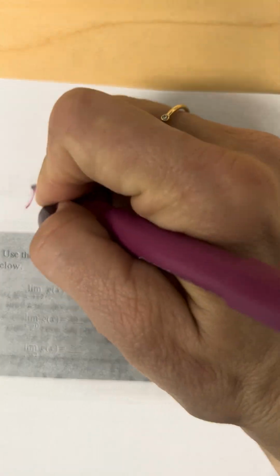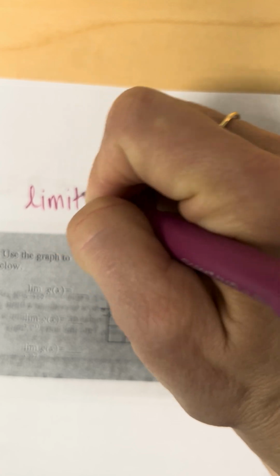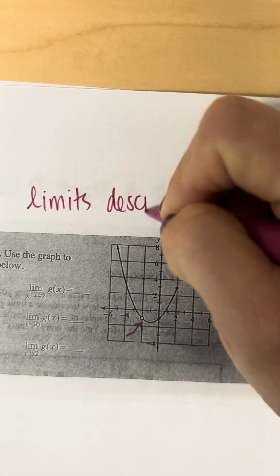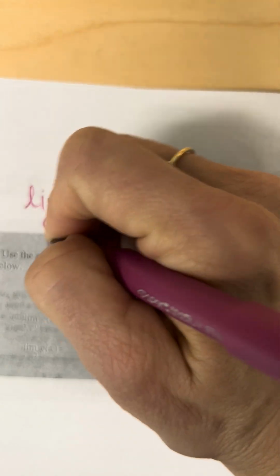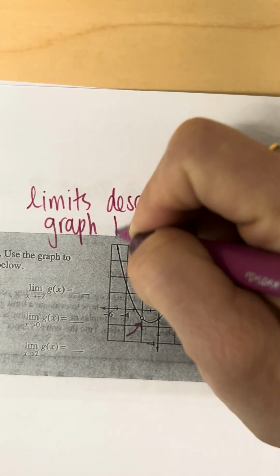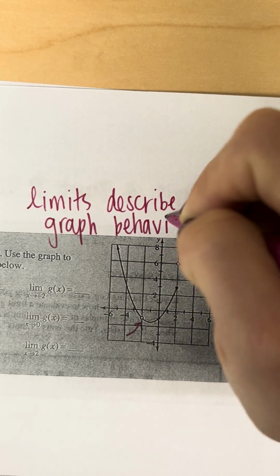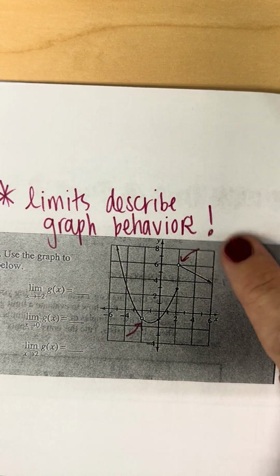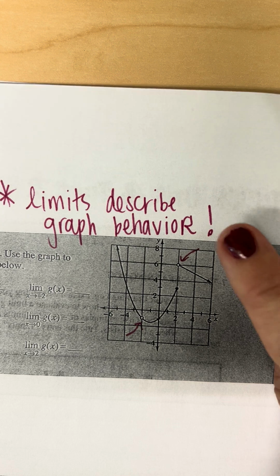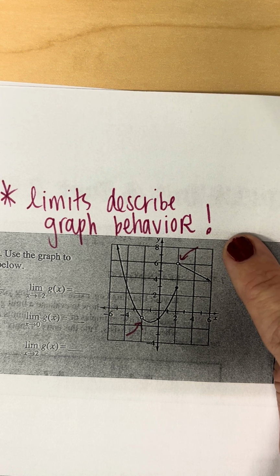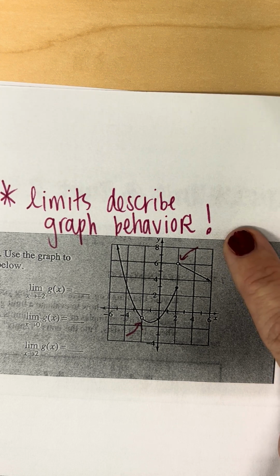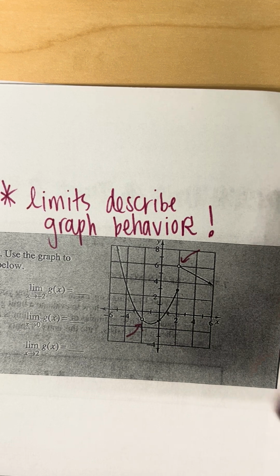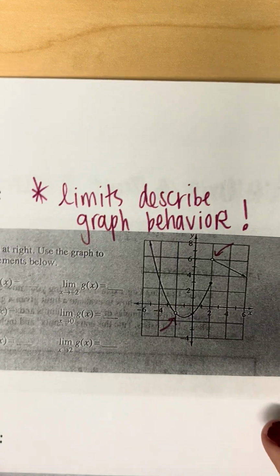Okay, remember really quick, I'm going to have you write this down. Limits describe graph behavior. So a limit may be defined when a point is undefined. Let me say that one more time. A limit may exist where a point is undefined, and that's okay, because it's talking about the graph behavior rather than the actual value of that point. So we'll look at that right now, okay?